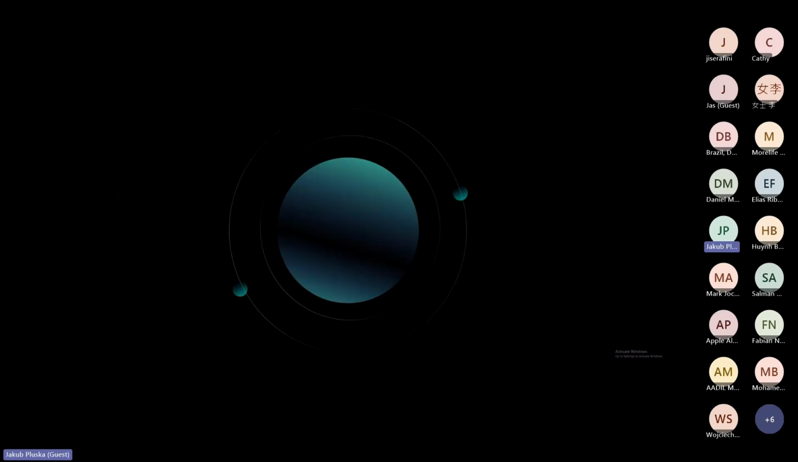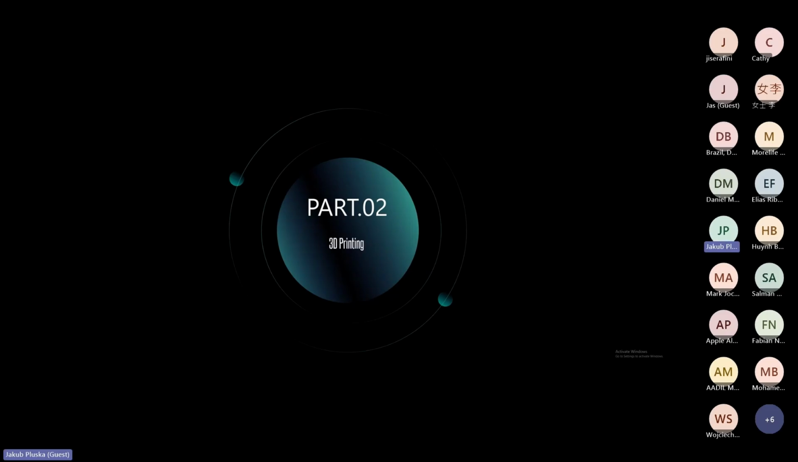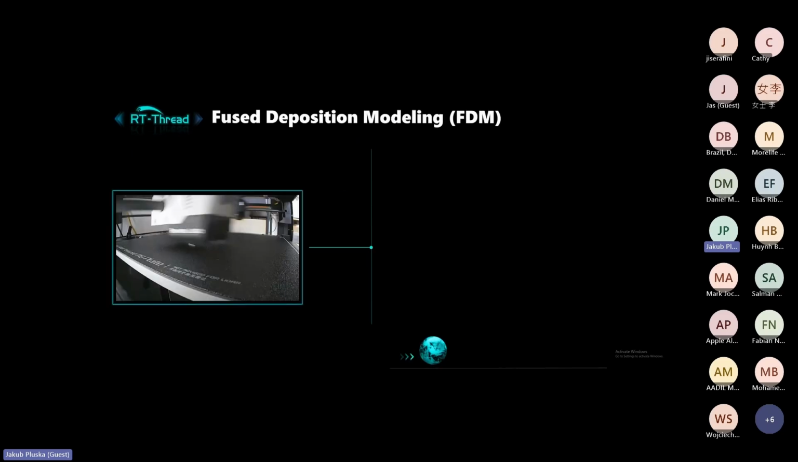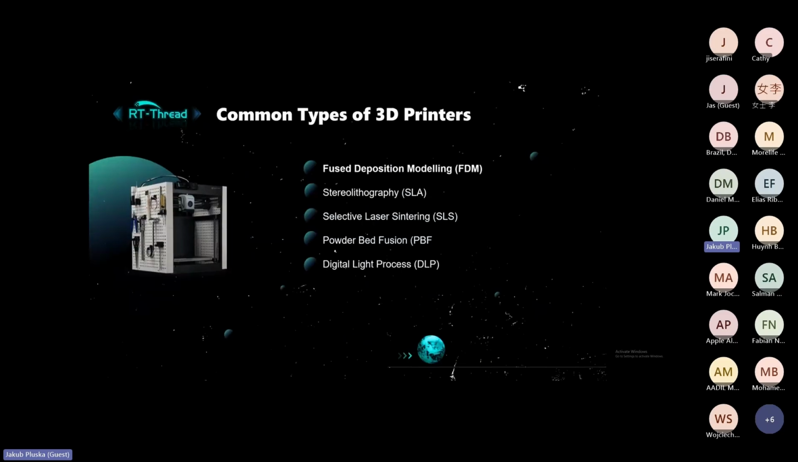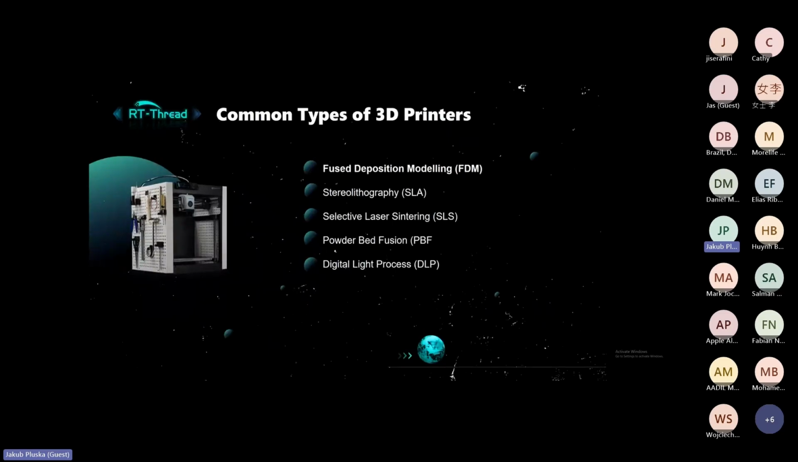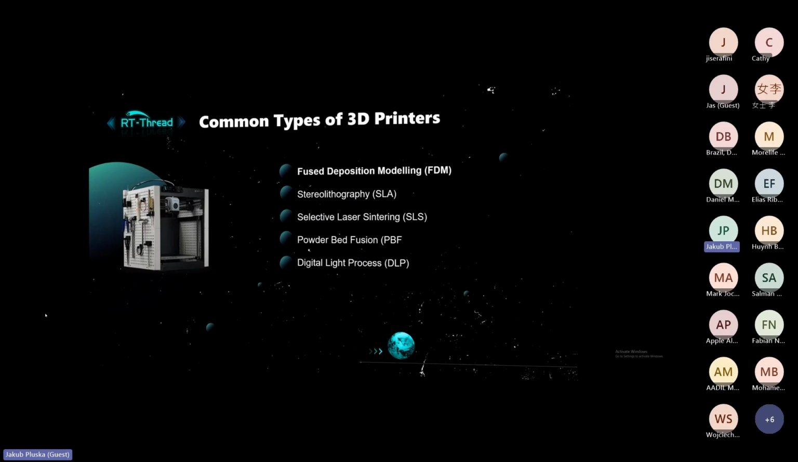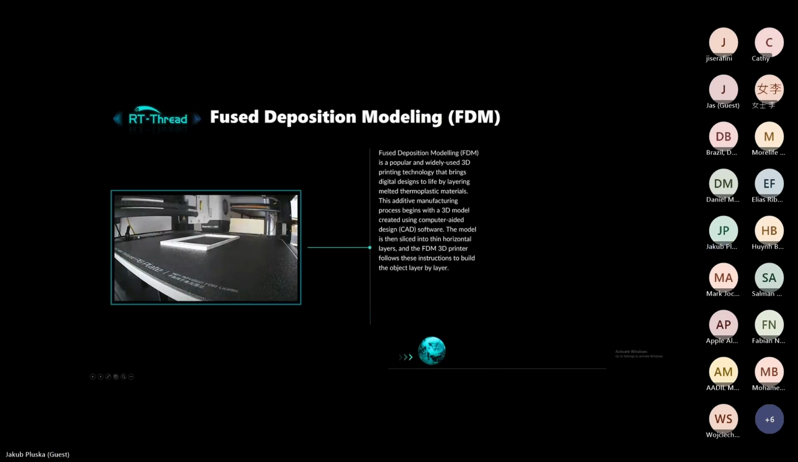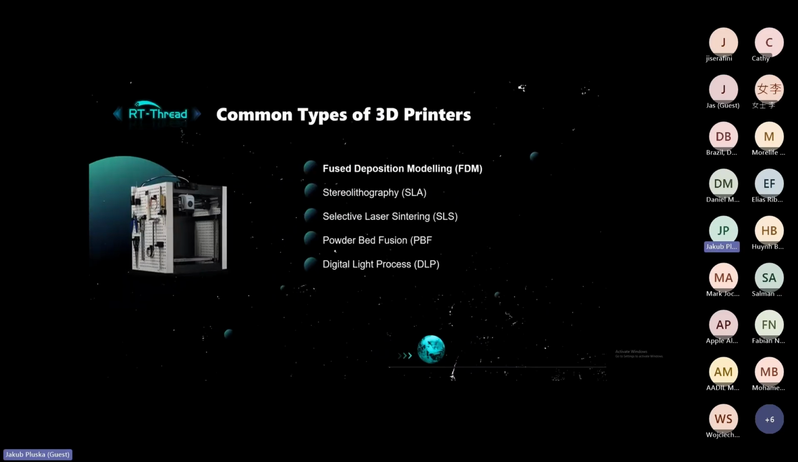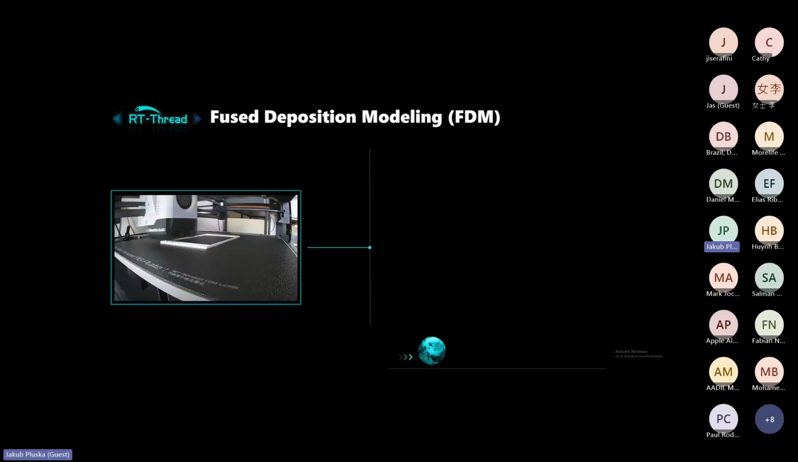So we are going to part number 2, 3D printing. I would say there are common types of 3D printers on the market. Sorry, it's automatically changing. The basic one is fused deposition modeling, then SLA, SLS, PBF, and DLP, right? We are going to go to FDM finally.